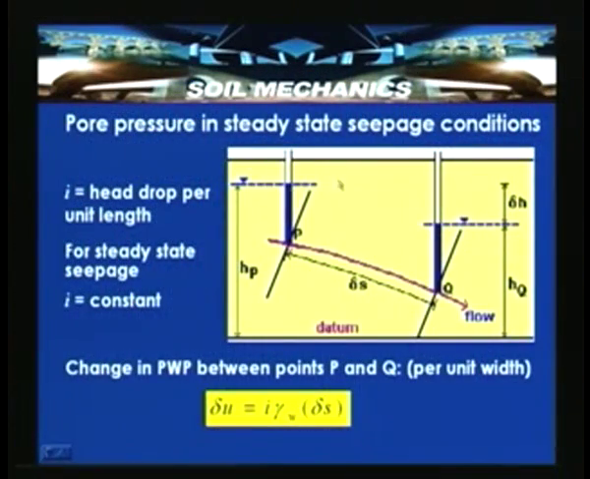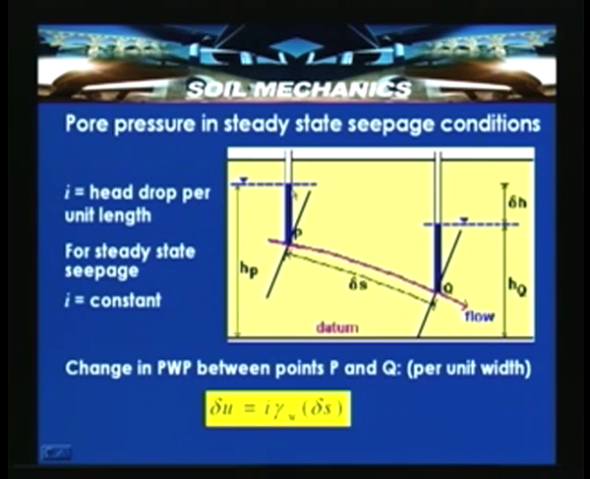Before explaining problems relating to flow net construction and the methodologies for flow net construction, we should also remember the pore pressure variation in steady state seepage conditions. In steady state seepage conditions, the hydraulic gradient is constant. Consider a permeable medium where the flow is taking place, and P and Q is a flow line where the flow is taking place in this direction.